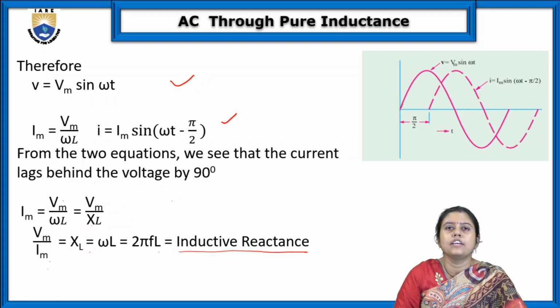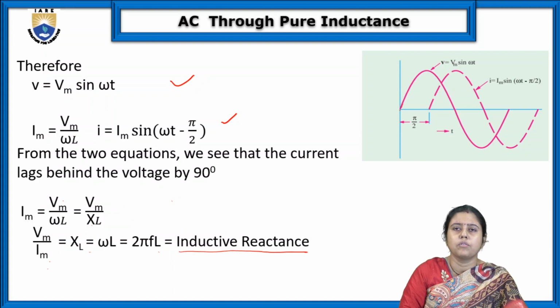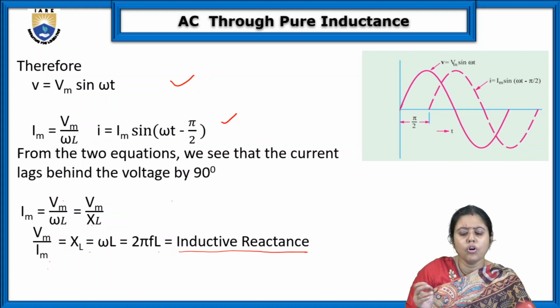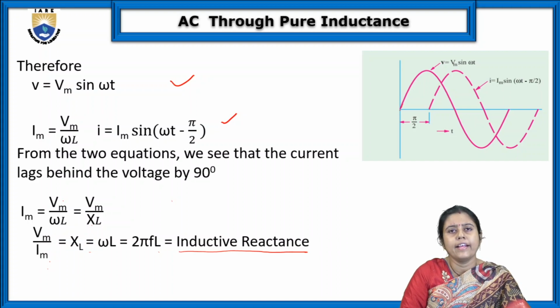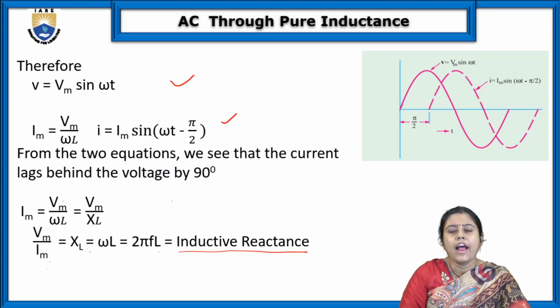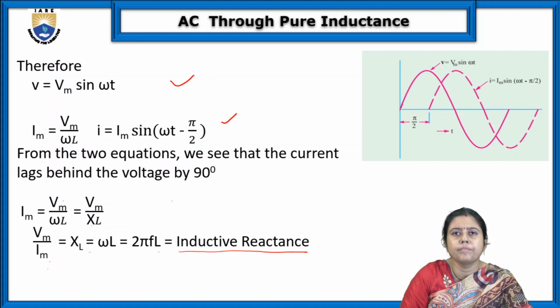Now one important thing: what will happen when the AC circuit is open and short? Yesterday we discussed what an open circuit and a short circuit are. So what will happen when a circuit is open? Open means the AC is not working. Open means frequency is 0, and frequency 0 means XL is equal to 0. And when it is short circuit, again the frequency is very high.